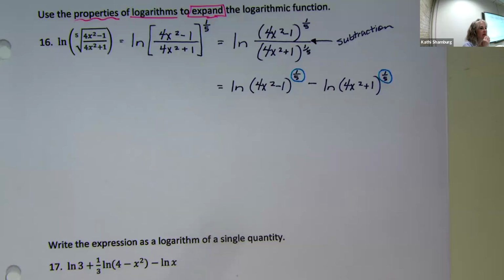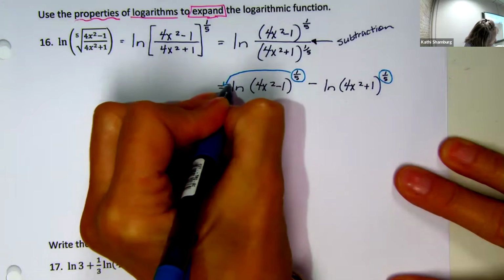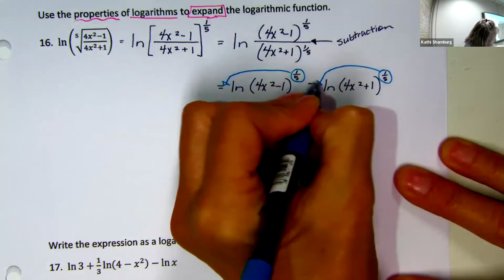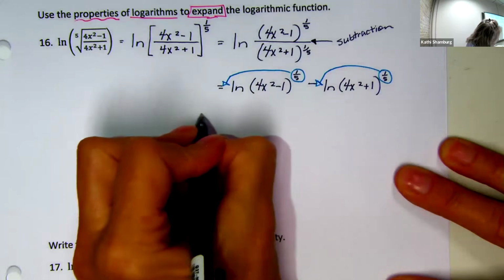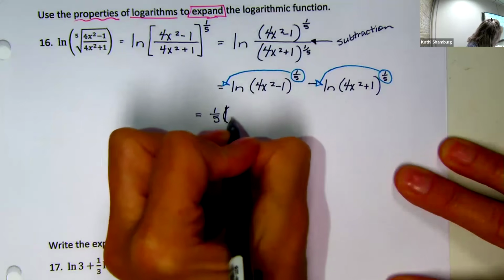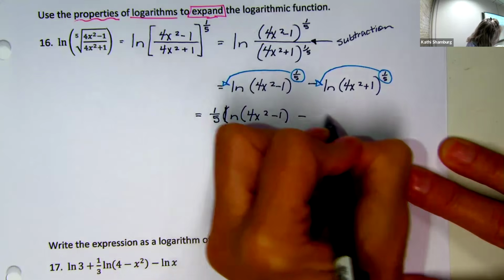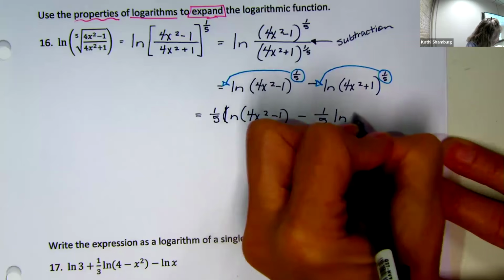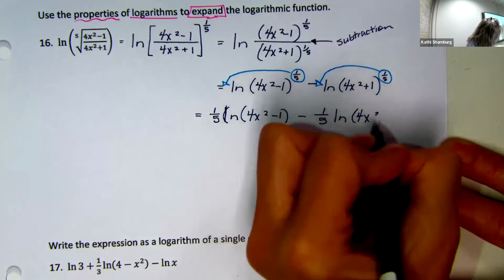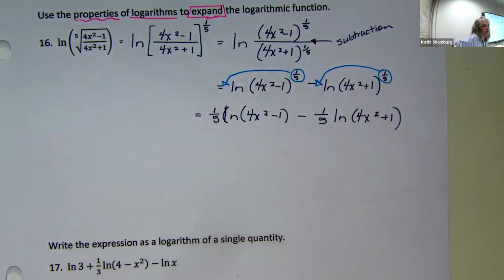Move it, move it, move it. Can be moved to the front. So now I have 1/5, whoops, the natural log of 4x squared minus 1, minus 1/5, the natural log of 4x squared plus 1. See how we're expanding it? Now, a lot of students are going to stop here because the next one's a little bit more difficult to recognize.